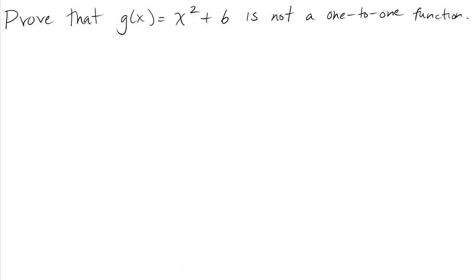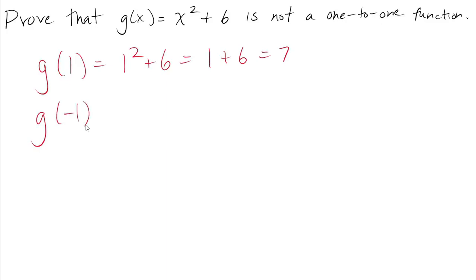This example says, prove that g of x equals x squared plus 6 is not a one-to-one function. Now there are lots of possible pairs of numbers that will show that this function is not one-to-one. I think the most obvious pair is positive 1 and negative 1. If we plug positive 1 into this function, we get 1 squared plus 6, which is 1 plus 6, that's 7. And if we plug negative 1 into the function, we get negative 1 squared plus 6, but that's also 1 plus 6, which is 7. Since there are two different inputs that yield the same output, this function is not one-to-one.